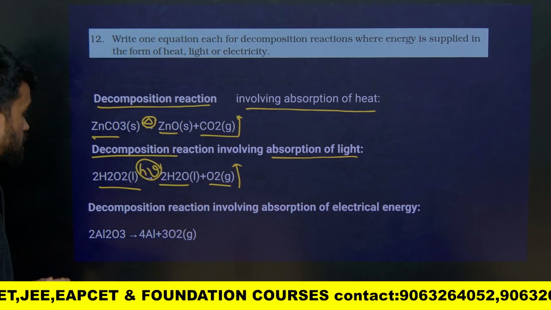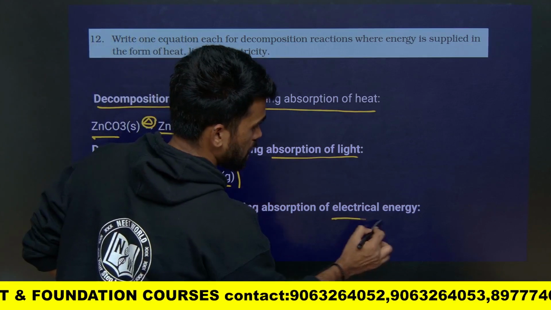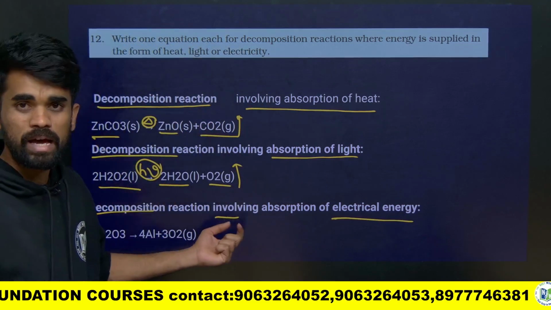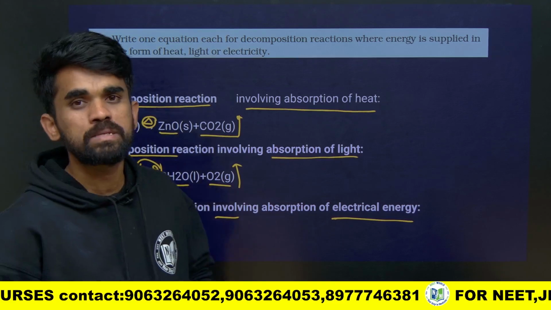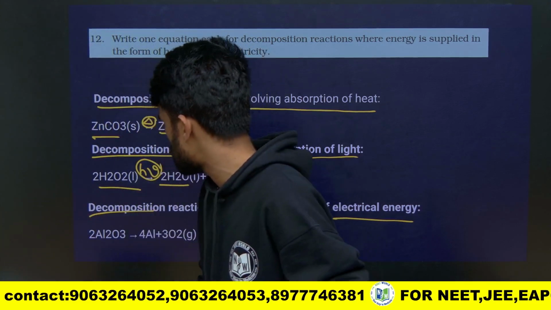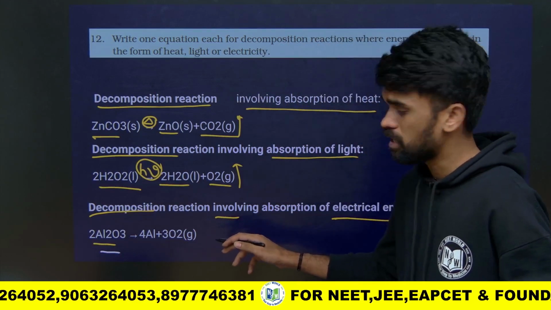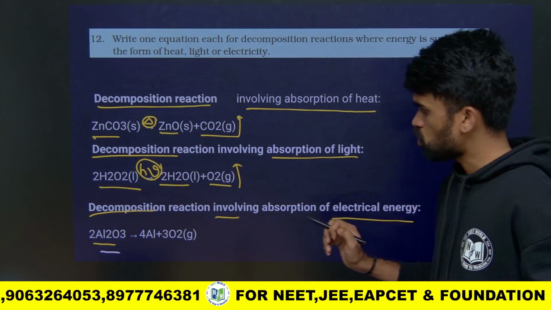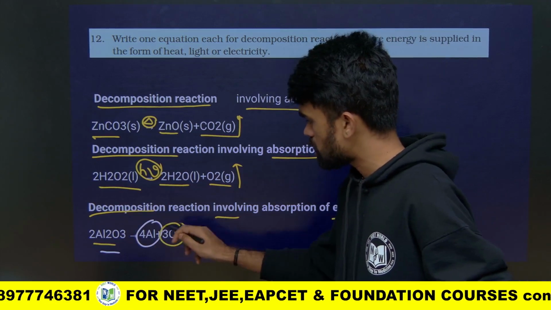Then next, decomposition reaction by absorption of electrical energy. This is the electrolysis process. For example, alumina, Al2O3, upon subjecting to electrolysis, forms aluminium, and oxygen gas is released.